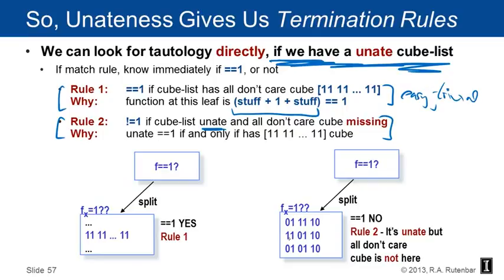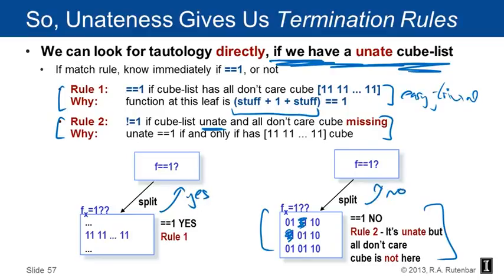You can just stop. So again, I'm crossing out everything. Oh, look, all of the A's are in one polarity, all of the B's are in one polarity, all of the C's are in one polarity, but there's no all don't cares cube here. So it's unate, but the all don't cares cube is missing. It's not a tautology. It cannot be a tautology. You can return a 0. Right? So this one returns yes for a tautology, and this one returns no.